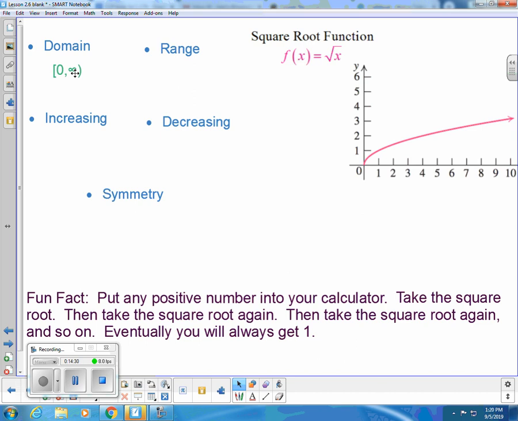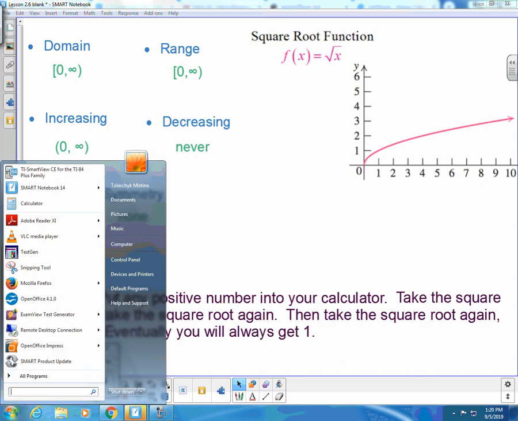The range, when I take the square root of 0, I get 0. That's the lowest number I can get. I can't get negatives. I can't put in negatives and I can't get out negatives. It's always increasing. It does not decrease. And what about symmetry? Even, odd, or neither? Neither.